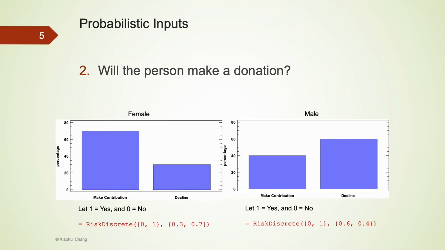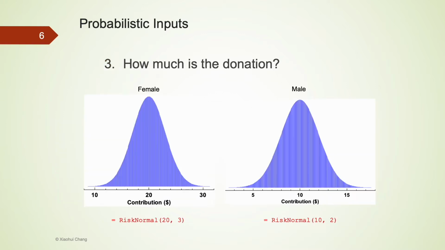These 2 variables can be generated using RiskDiscrete. They are RiskDiscrete({0,1},{0.3,0.7}) and RiskDiscrete({0,1},{0.6,0.4}). The third input is the amount of donation. Well, this is different from the first 2 variables in the sense that it is no longer a binary variable that is either 0 or 1. Instead, this variable is the actual amount being donated, so a numerical variable.